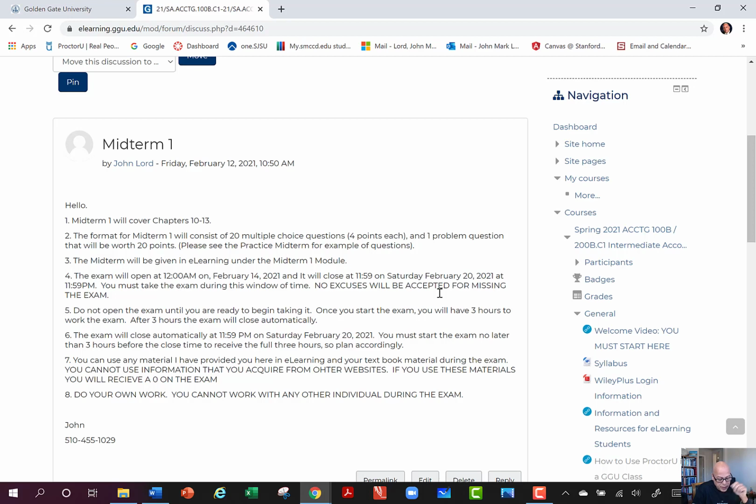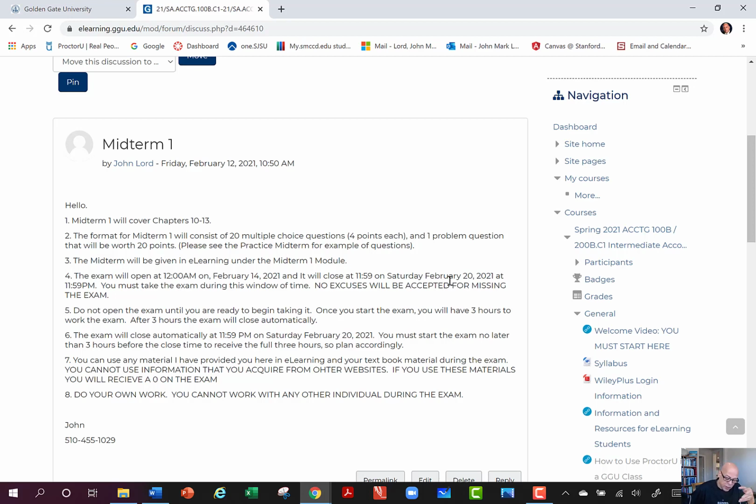The midterm will be given here in e-learning under the midterm 1 module. So you'll see it right under our practice midterm week. Then you'll see practice midterm 1 there. You go in there and you'll see the quiz being posted there, and you will have to click on that to open that. Now the exam will be available for you starting at 12 a.m. on February 14th, 2021, and it will close at 11:59 on Saturday, February 20th, 2021. So you get the full week to work the exam.